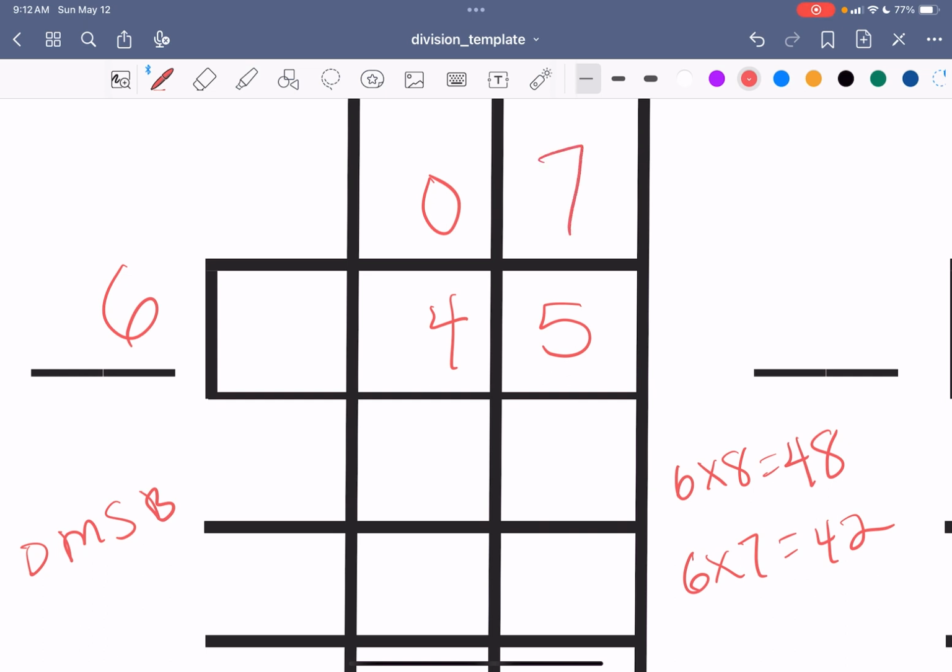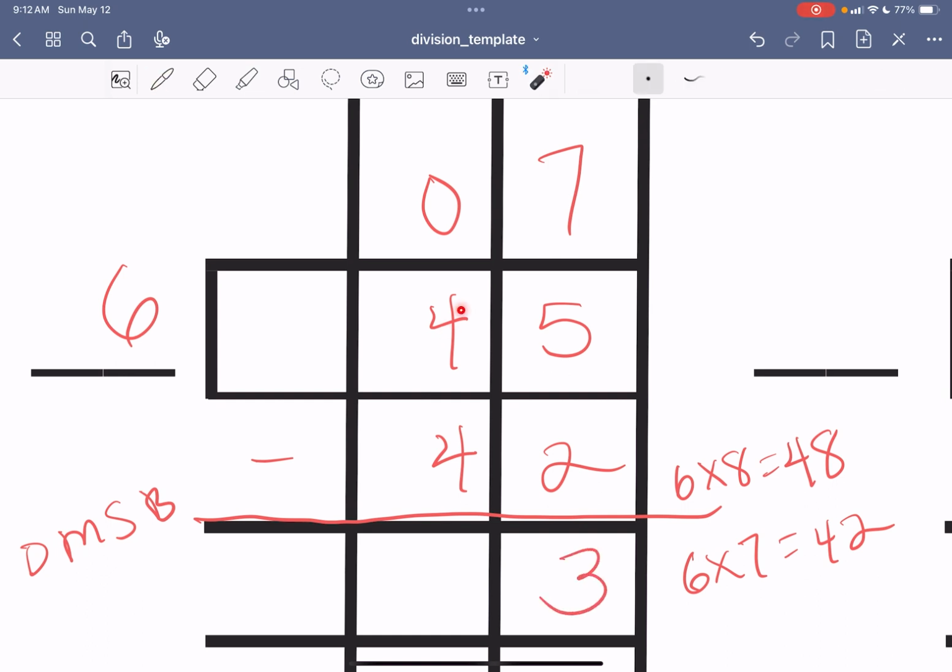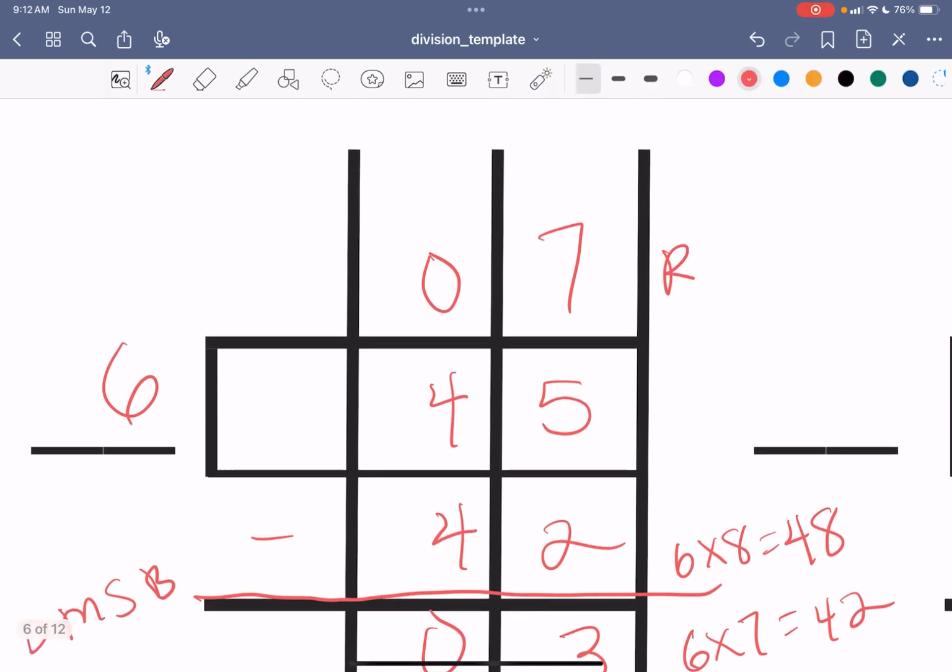So I just divided. Now I need to multiply. 7 times 6 is 42. Now I need to subtract. 5 minus 2 is 3. 4 minus 4 is 0. So we're left with 3 because 6 can't go into 3. So our remainder is 3. Our answer is 7 remainder 3.